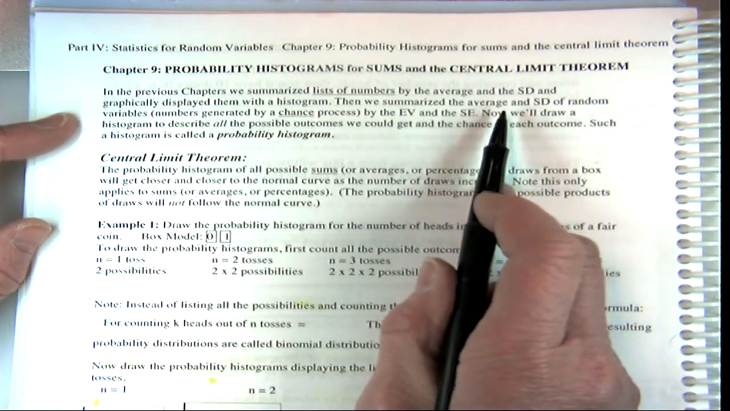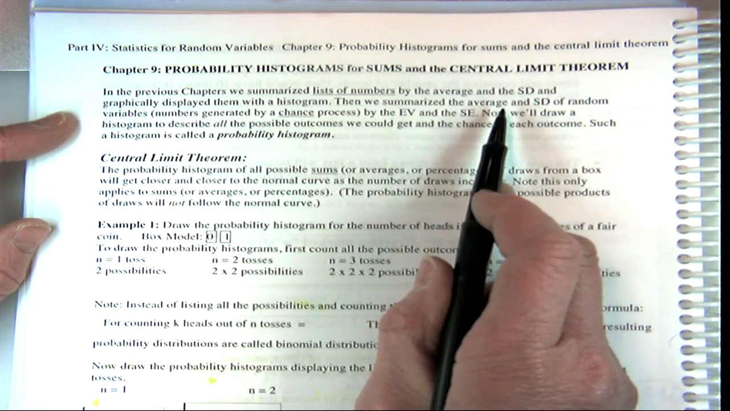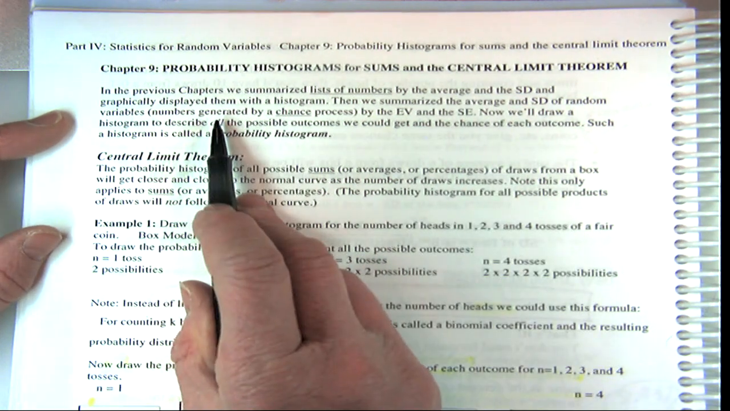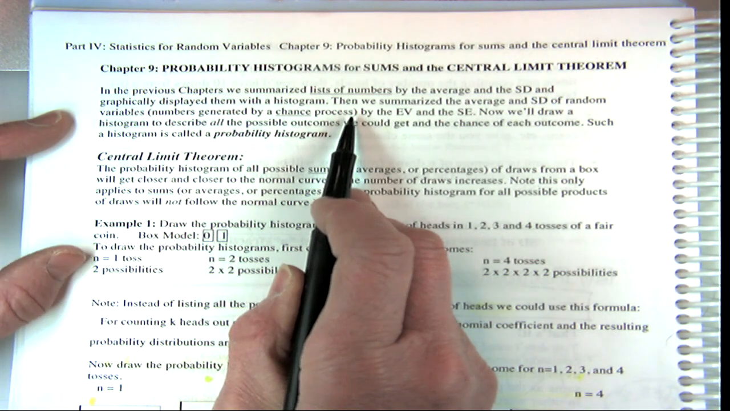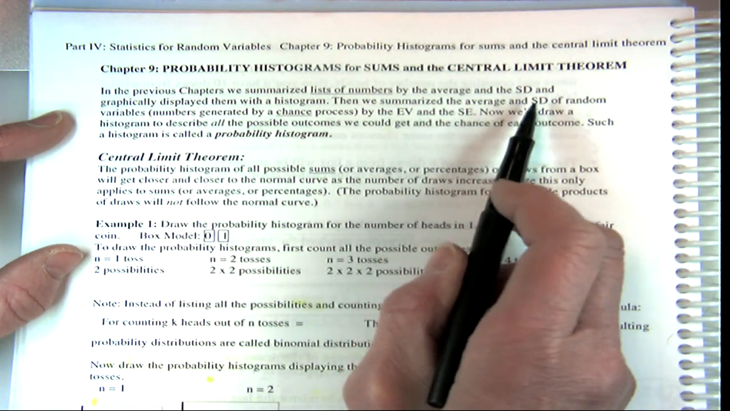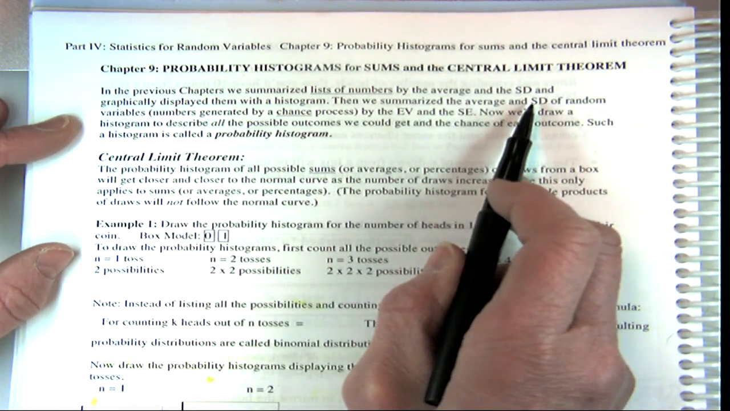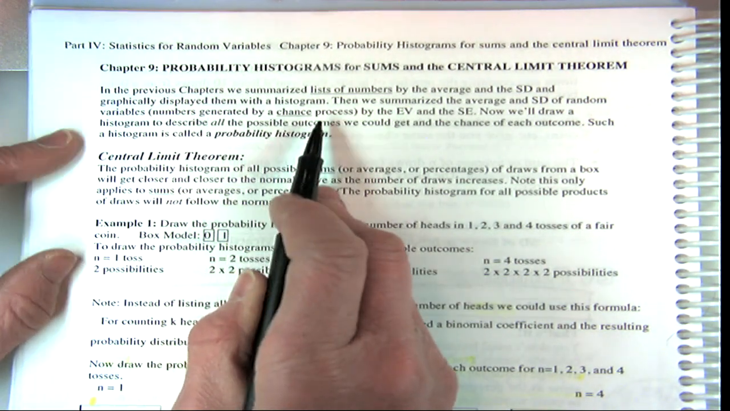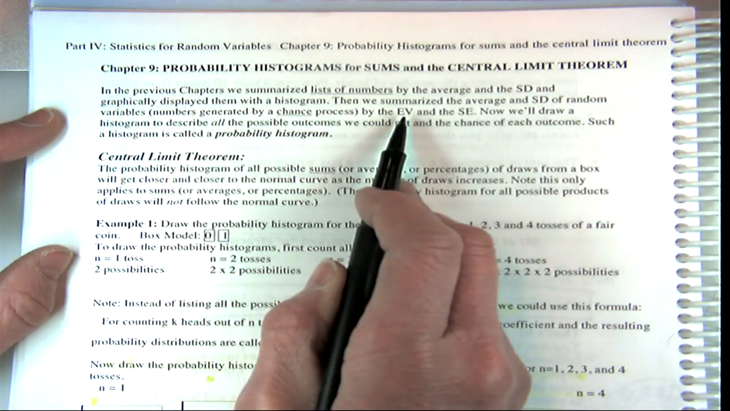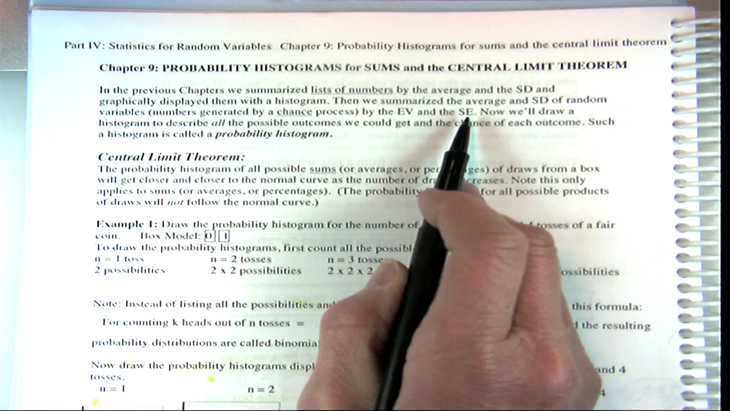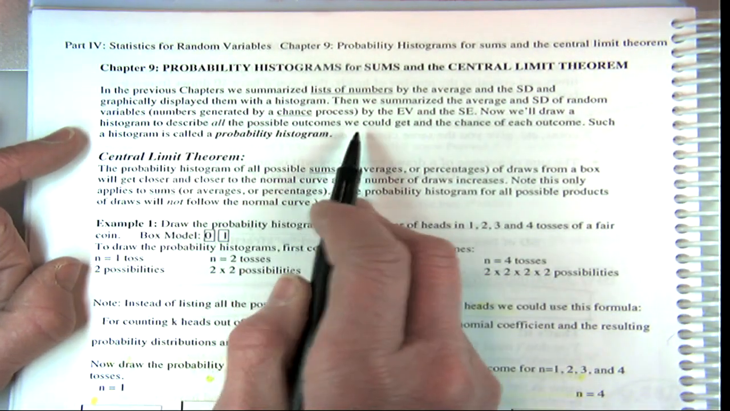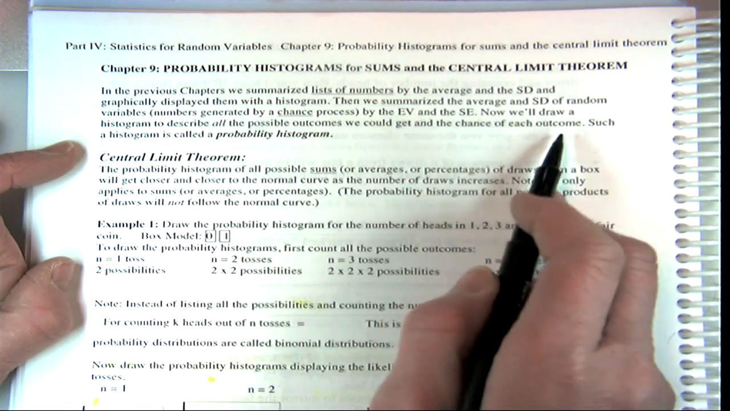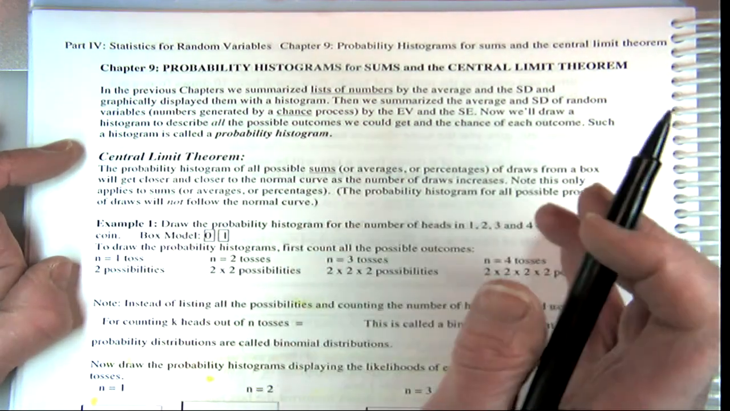Now we're doing the same thing with something called random variables, numbers generated by a chance process. We summarize the average and the standard deviation of variables drawn by a chance process by the expected value and the standard error. We also did the sum. Now we'll draw a histogram to describe all the possible outcomes we could get and the chance of each outcome. That's called a probability histogram.